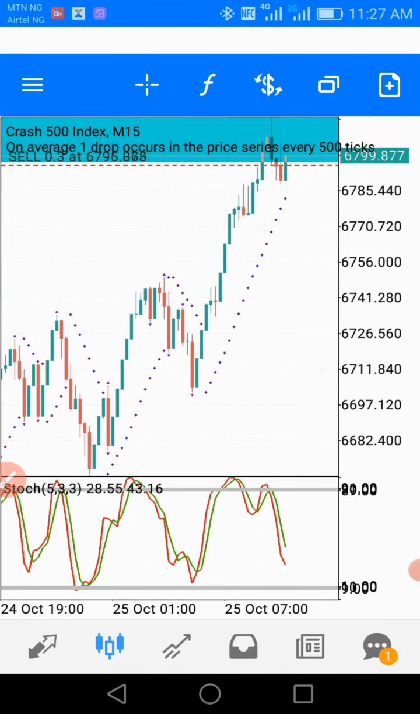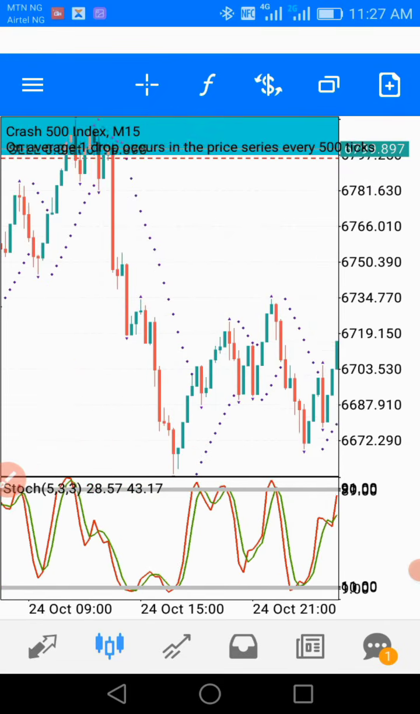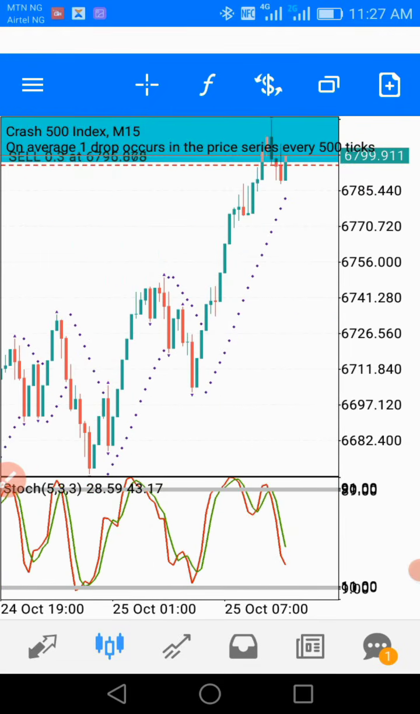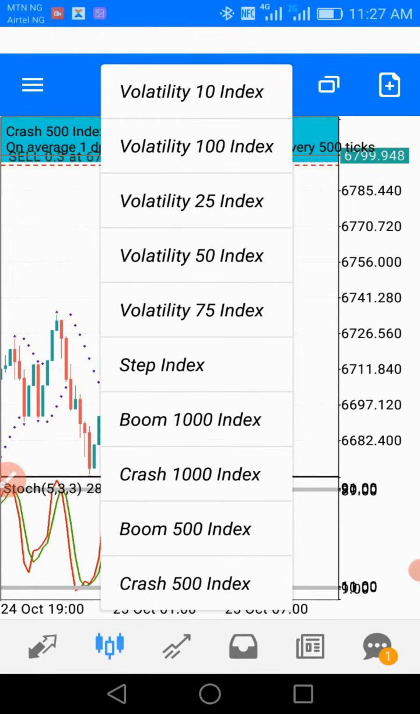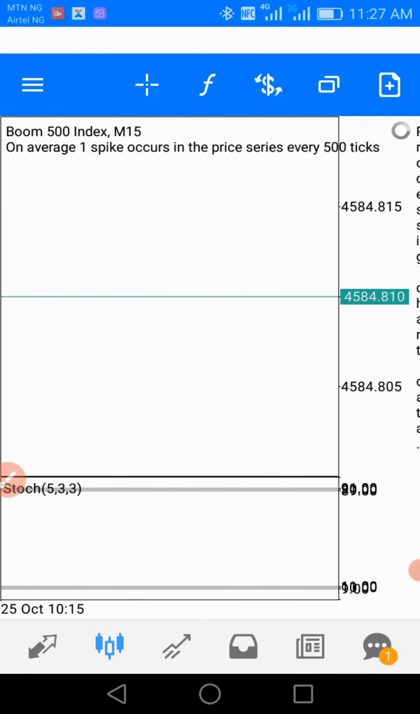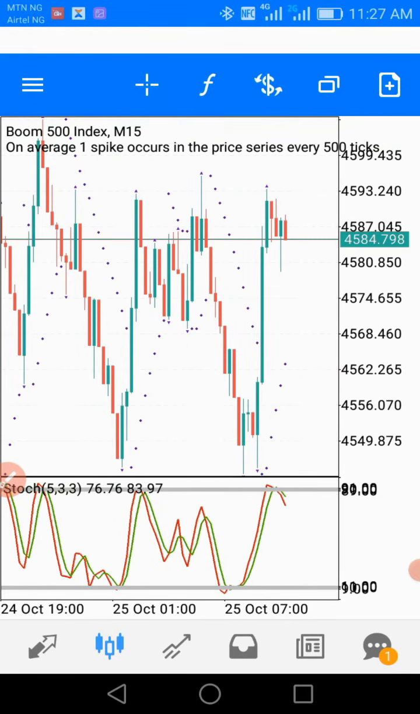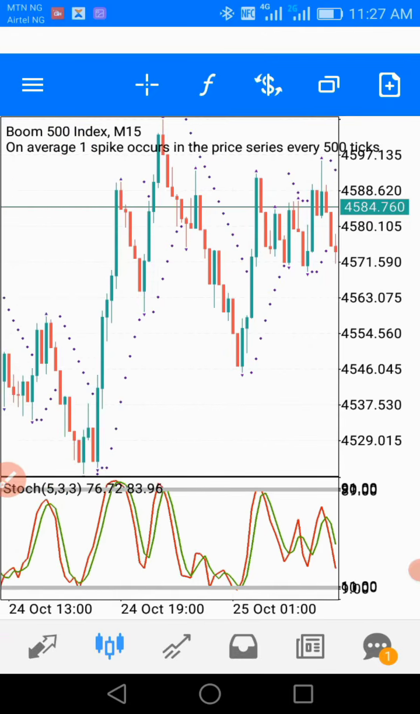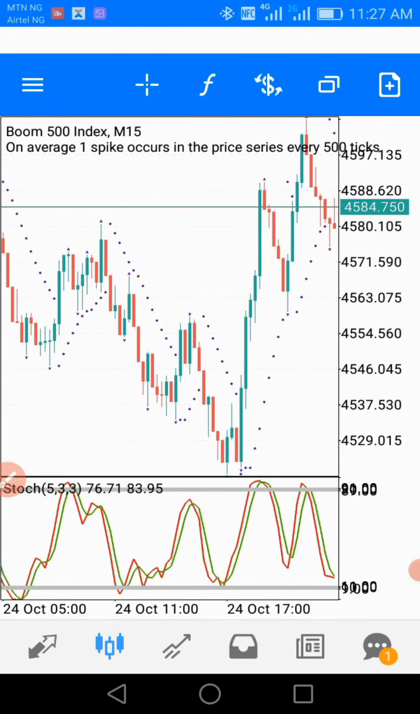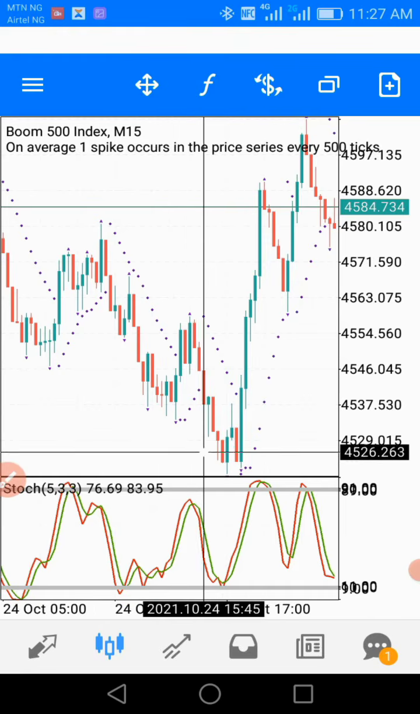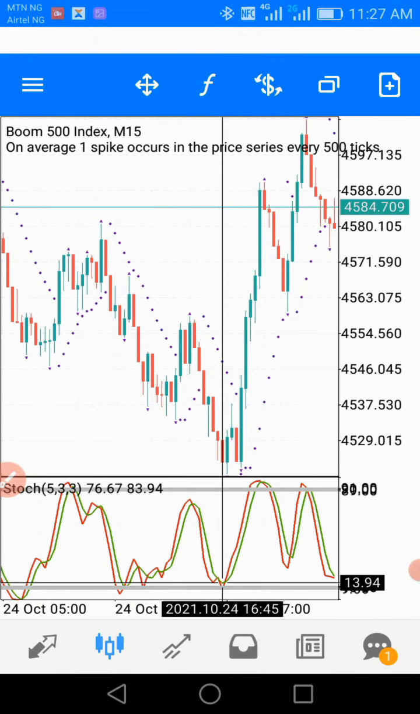Let's get back to the main chart once again. We are waiting for the spike. Very shortly it's going to start spiking, but let's see if you can check other pairs. This is Boom 500, and please, we are trading on 15 minutes time frame and sometimes 5 minutes time frame. So let's do a little back test on this.